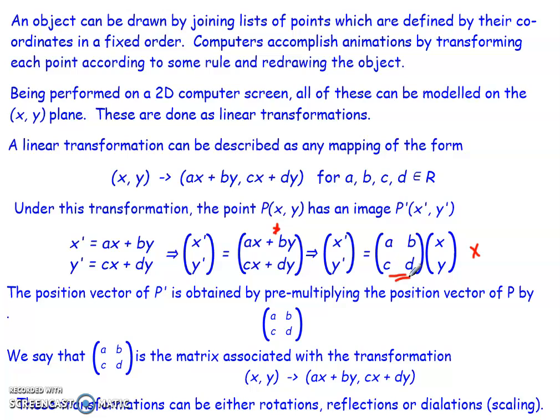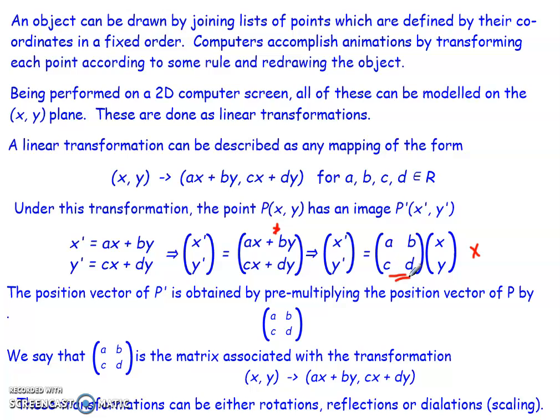Now, the position vector of P' is obtained by pre-multiplying the position vector of P by the matrix (a b; c d). So P' is the image, the new point that we're after. The original point of the transformation is P, which is (x, y). We say that this matrix (a b; c d) is the matrix associated with the transformation of (x, y) to that new point, (ax + by, cx + dy).